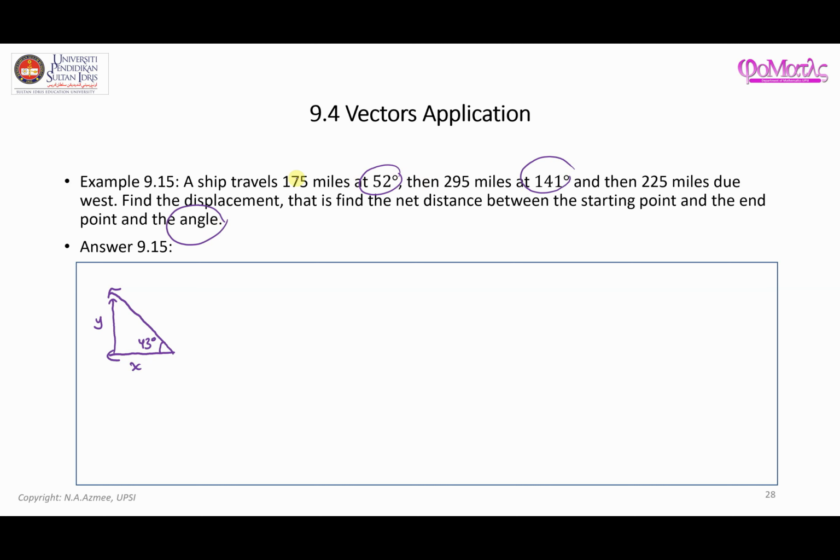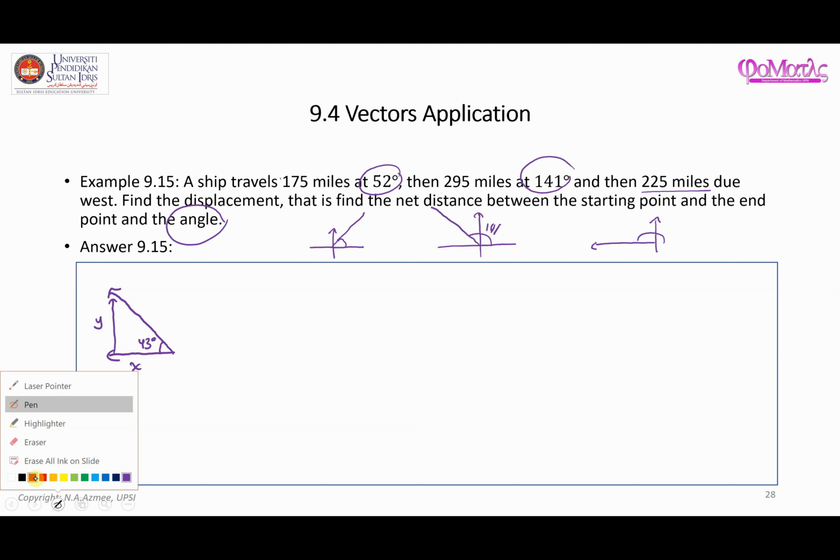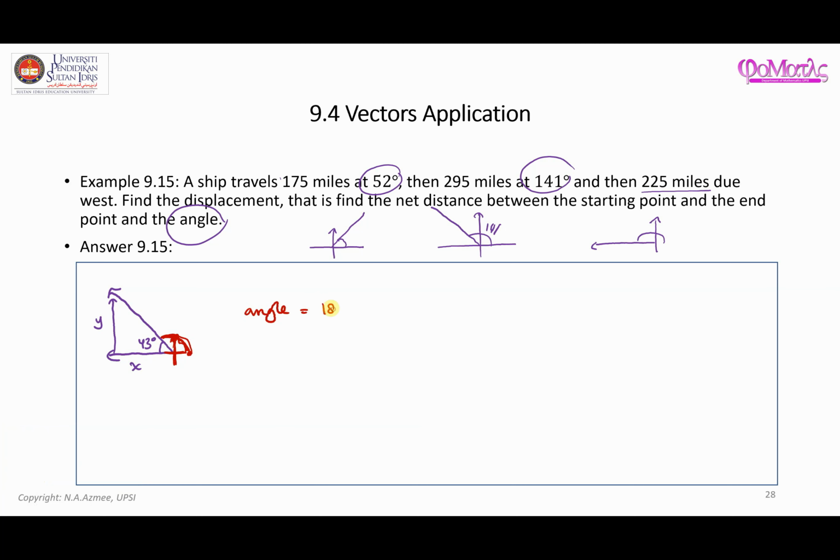You have seen that when you talk about the ship that travels 175 miles at 52 degrees, 52 degrees is measured from this point to this. We're talking about this part of the travel, which is 175 miles. Next, 141 miles is measured in this manner. And then 22 miles is due west, measured at this angle as such. Therefore, when you talk about 43 degrees here, you must follow the same convention, where this is the point of reference, and you must find the angle from this point to this. So the final answer for your angle should be 180 degrees minus 43 degrees, and therefore this is about 137 degrees.